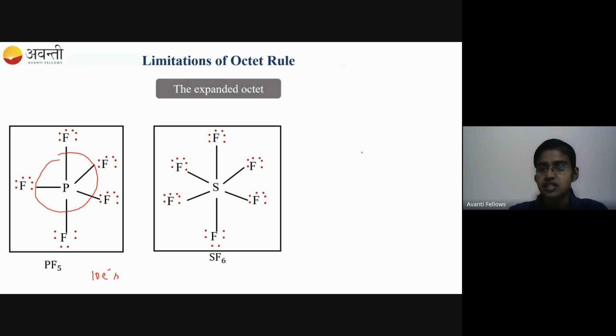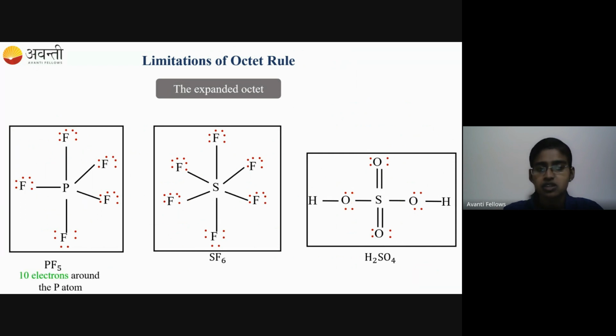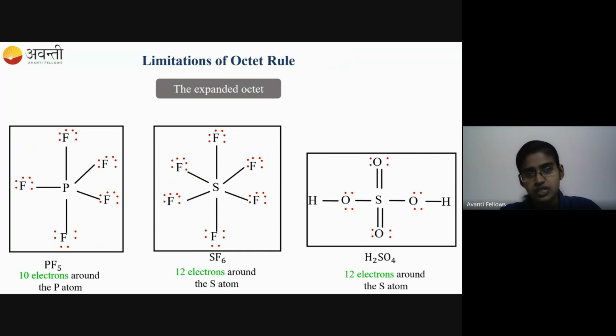And SF6. So sulfur has 6 bonds around it. So 6 into 2 will become 12 electrons. 12 electron containing species. And one more compound is H2SO4. So around the sulfur, you see again 6 bonds are there. So each bond contains 2 electrons. So again 12 electrons. Okay. So these are some of the compounds which have more than 8 electrons. Okay. So for the first compound 10 electrons, second compound 12 electrons, and for the third compound also 12 electrons. So these three are the limitations of octet rule: incomplete octet, odd electron species, and expanded octet.